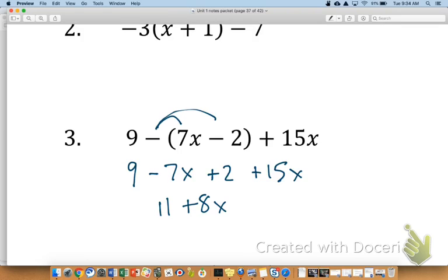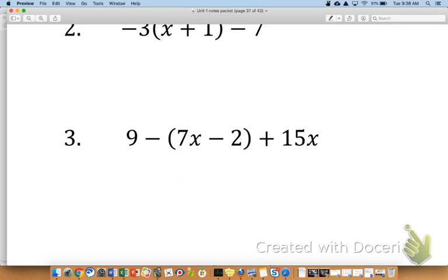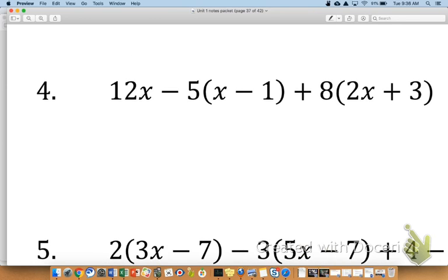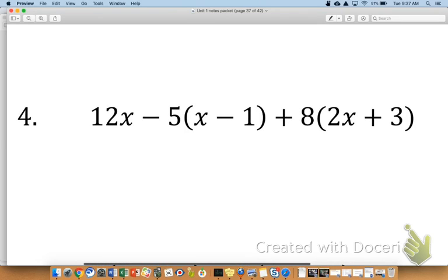What do y'all think? Okay, let's try some more. I think you're doing pretty good. Yes, here is number 4. If you guys would take a look at number 4. Another slight addition of complexity here. Please try that.